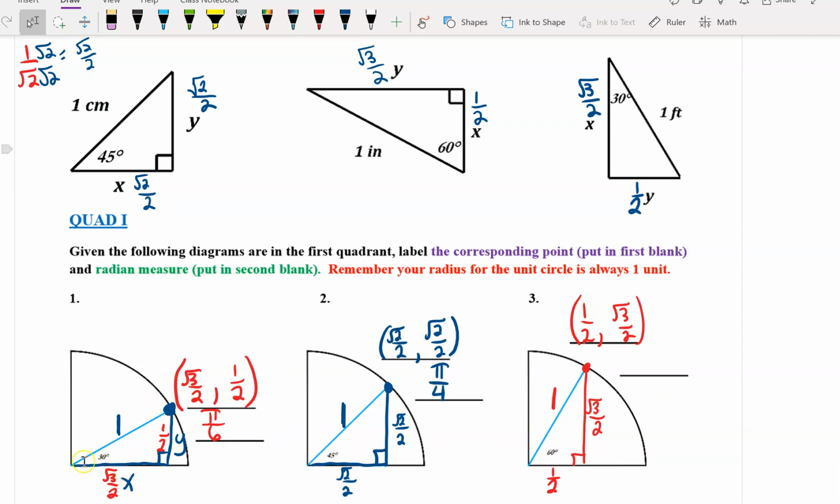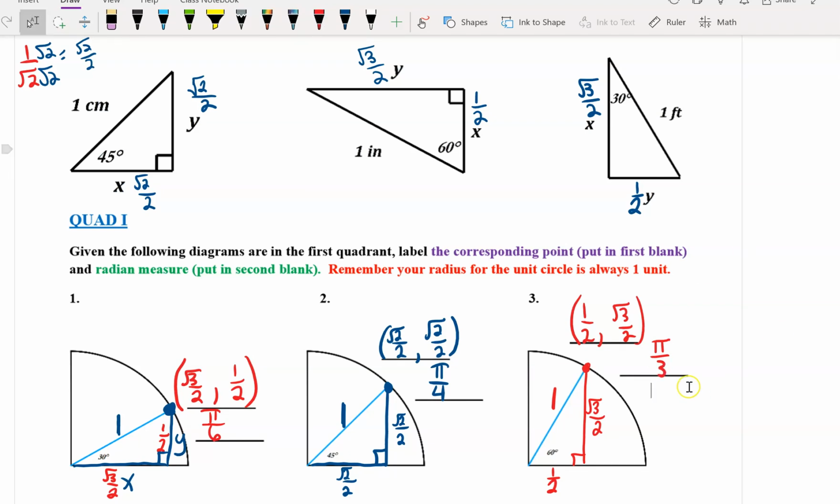The 30-degree angle and the 60-degree angle have the same numbers. The coordinates are just switched. And then also we need to write this in radians. 60 degrees in radians is pi over 6. Again, these, whoops, not pi over 6, sorry guys, pi over 3.